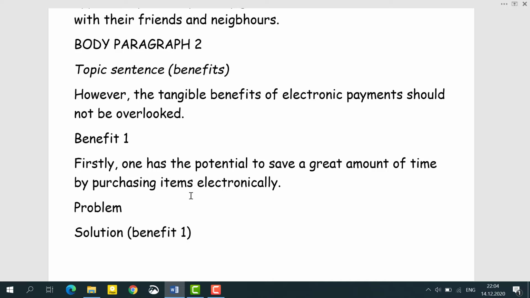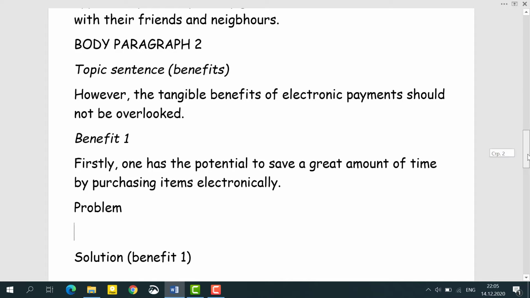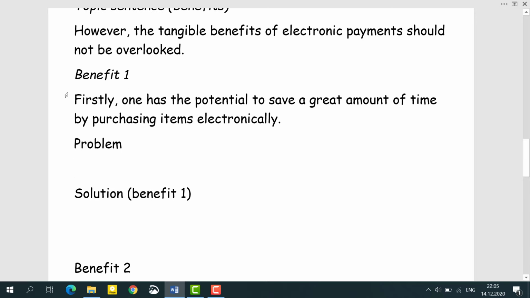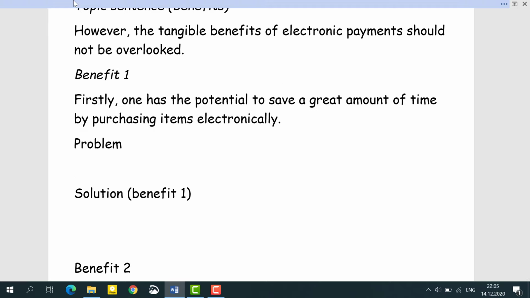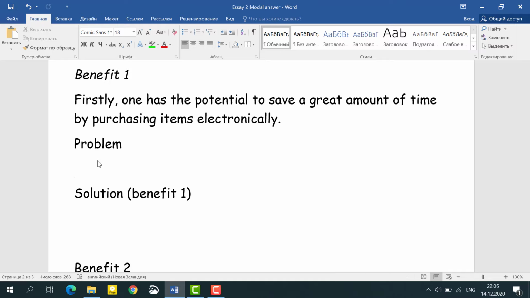Now, what's the next step? So the next step is, now we need to focus on one specific problem in one particular city, and then we can say that using this strategy, this problem can be solved. Okay, so how can we do it? Let me show you an example.